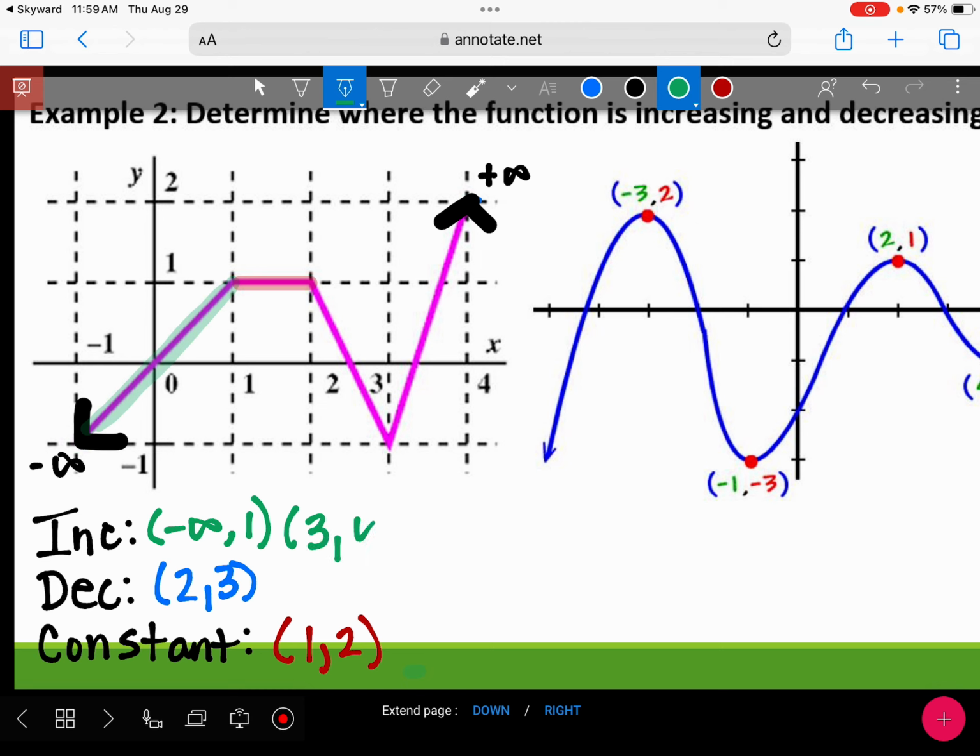So that's all you're doing. You're just looking at the graph and telling me the intervals, the x intervals, when the graph is going up, when it goes down, and when it's constant. That's it. That's all there is to it.